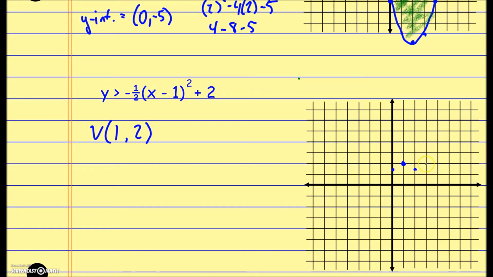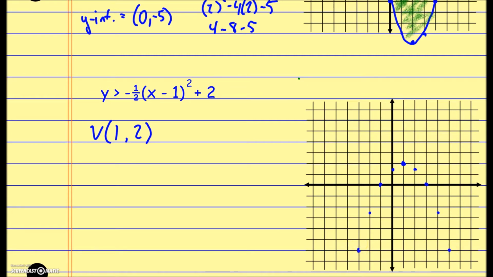Instead of going over 2 down 4, I'm going to go down half that much. I'm going to go down 2. Instead of over 3 down 9, I'm going to go down 4.5. Instead of over 4 down 16, I can go down 8. Just right around here. And so I kind of get this wide parabola.